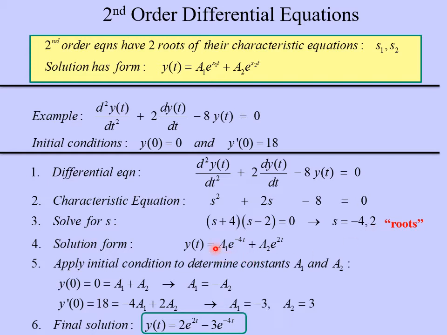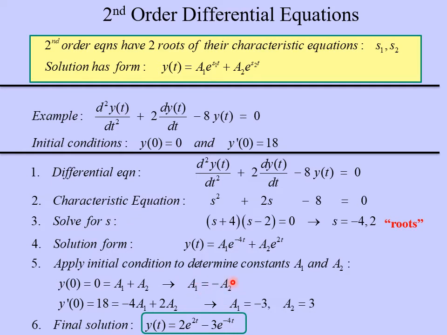Now, we have to figure out what these two coefficients are, a1 and a2. Well, we've got two initial conditions that will allow us to do that. So the first initial condition says that y at time 0 is equal to 0. We were given that right here. And therefore, 0 = a1 + a2. I'm getting that by plugging in 0 here. And therefore, a1 = -a2.